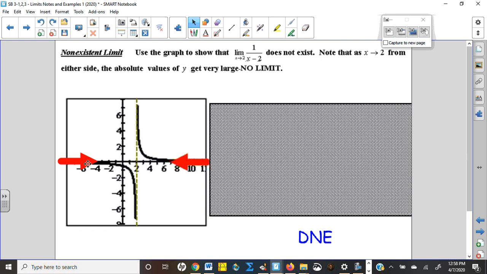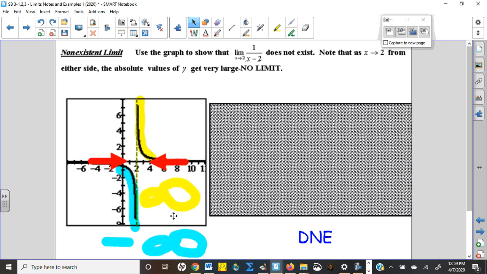So what's happening to the y values as I approach 2? Well, it looks like as I come in from the left side, that's where the negatives live, right? As I come in from the left side, my y values are actually racing down the vertical asymptote towards negative infinity. On the other hand, as I come in from the right side, the positive side, I'm racing up the asymptote towards positive infinity. So first of all, these don't match. One of them's positive, one of them's negative.